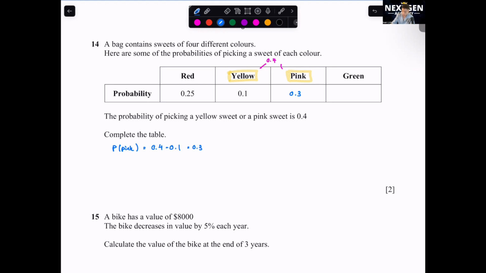Then we should also know the total probability will equal 1. Okay, so for us to get green, we'll take 1 minus 0.25 minus 0.1 minus 0.3. And our final answer will be 0.35. Well, total probability will always be 1. Okay, what do you think? Yes. Okay, 1 is equal to 100% also. It's the same meaning.